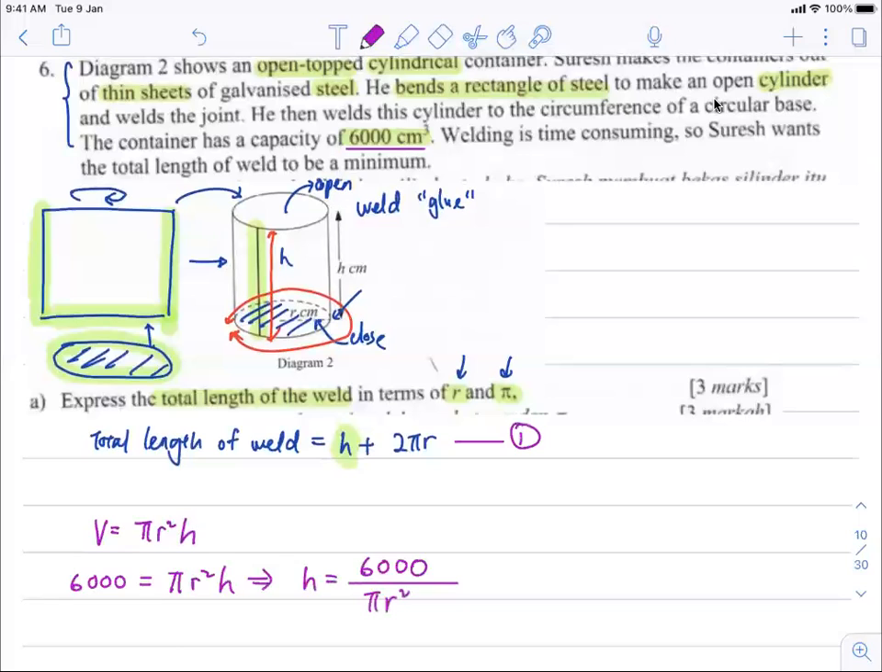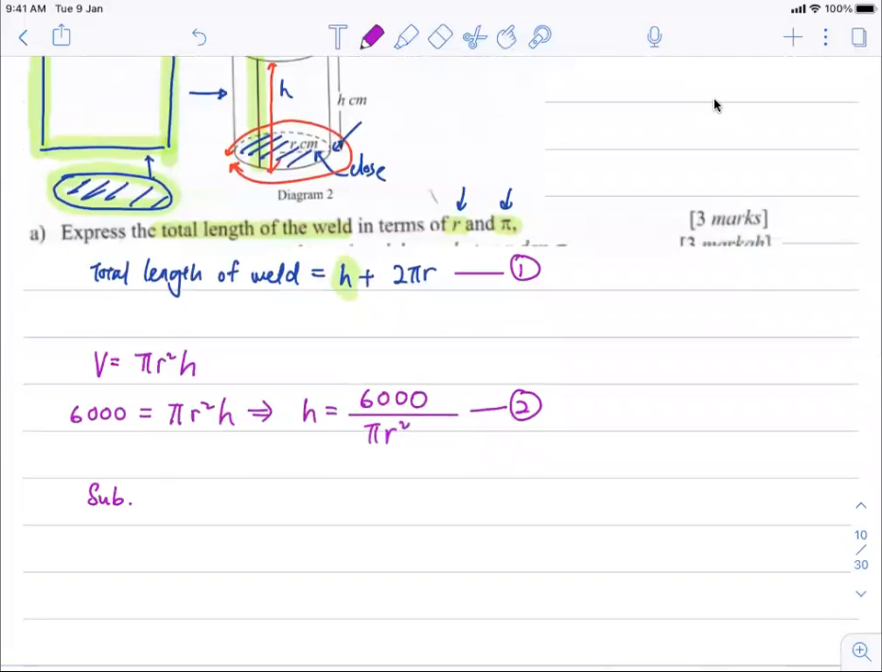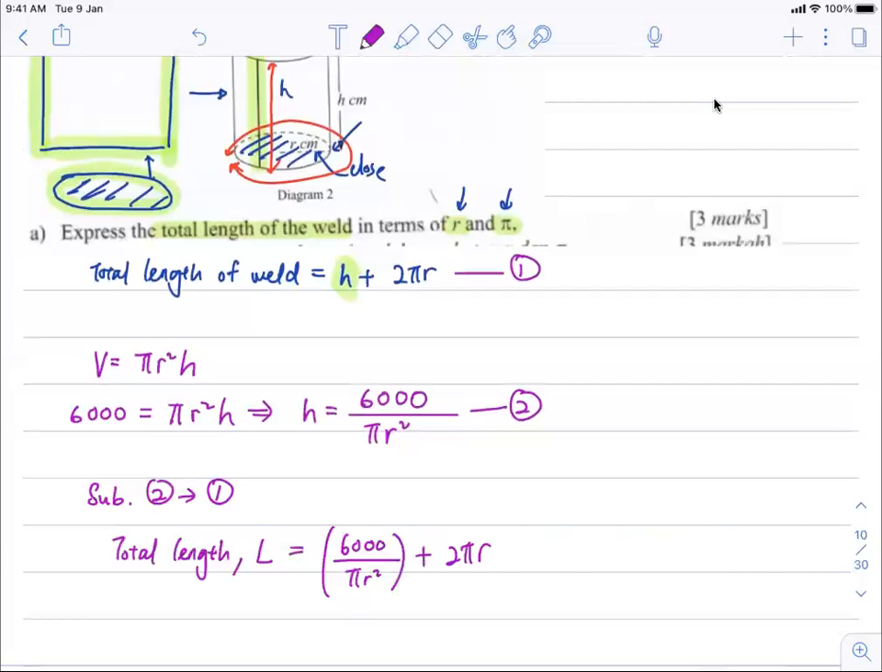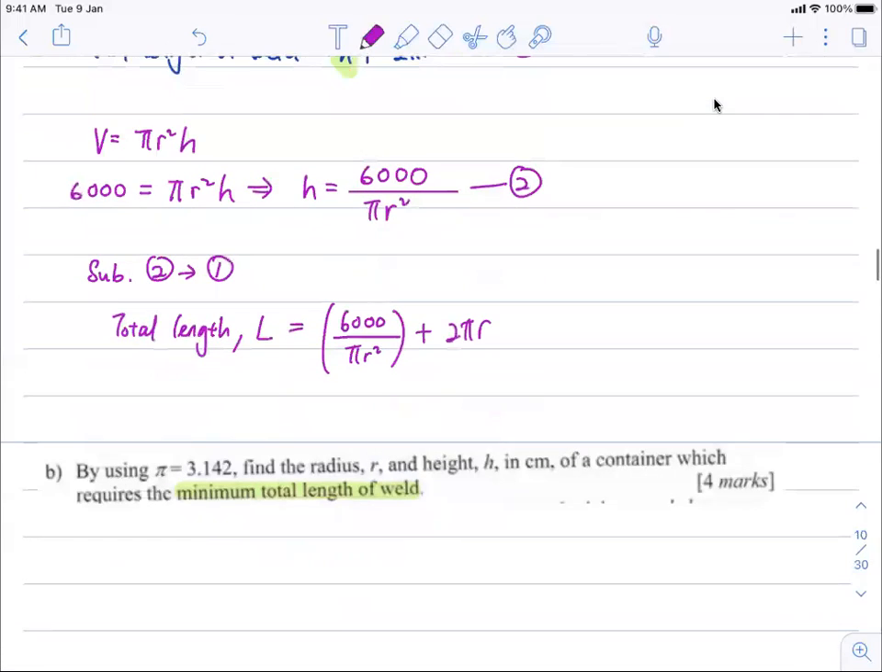Okay, so now we have two equations, this equation 1, this equation 2. So we substitute equation 2 into equation 1, and we'll get the total length. Let's say we denote the total length of the weld with L, which is equal to 6,000 over pi r squared plus 2 pi r. So this would be our answer for part A. This is the total length of the weld in terms of r and pi.